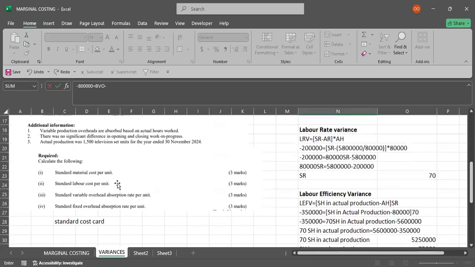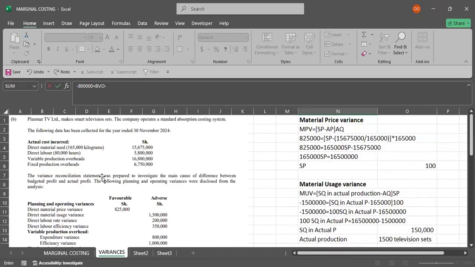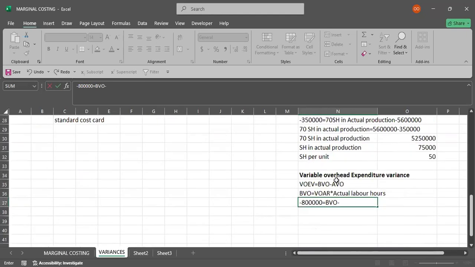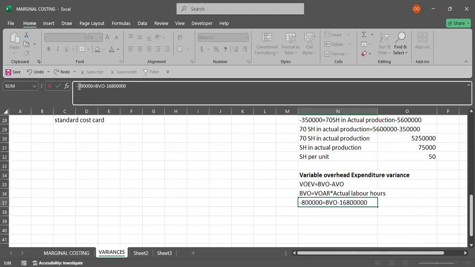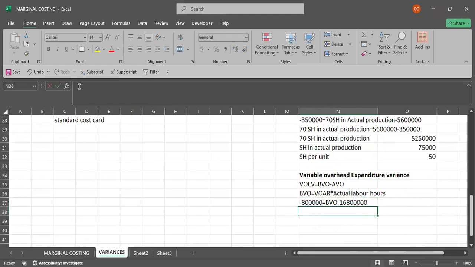So if you go to the actual results, what is your variable overhead? Our actual variable production overhead is 16,800,000. Great. That is what we are having. Good. Now, can we get this missing figure?